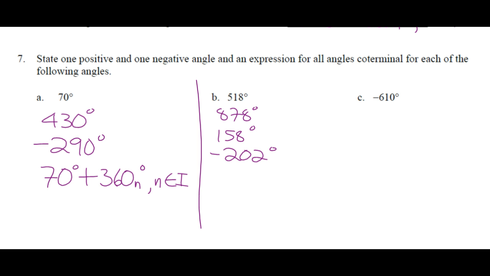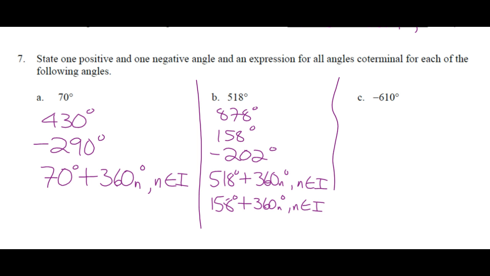Now, I always like going with the positive, the principal angle. I don't know why we haven't defined that yet. But the principal angle is the smallest positive angle between 0 and 360. I think it's nicer to go with that, but I'll let you get away with either. So you can write 518 degrees plus 360n degrees, where n belongs to the integers. Or you could write 158 degrees plus 360n degrees, where n belongs to the integers. Either one for that question would be acceptable. I like the 158 better, right?